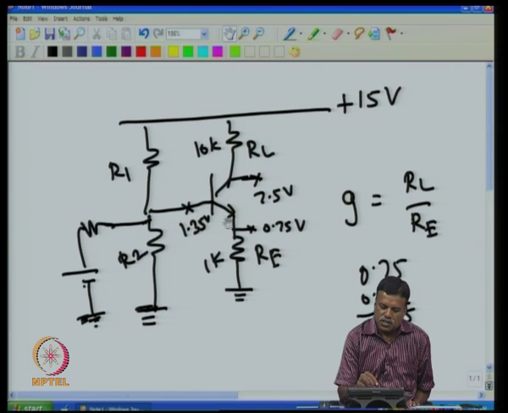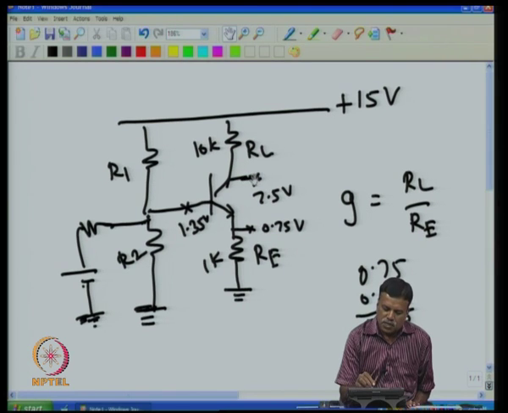The base-emitter voltage of this transistor will change when its temperature changes. That means when the ambient temperature changes, this point voltage will change. Similarly, if the supply voltage changes, again this voltage will change, because, for example, if this voltage increases, then this voltage also will increase.